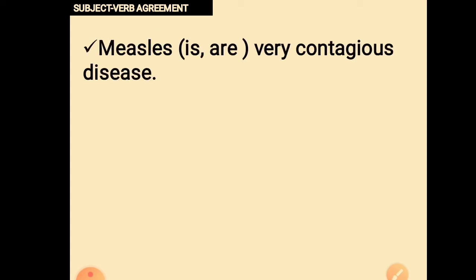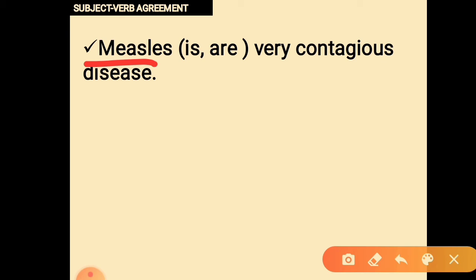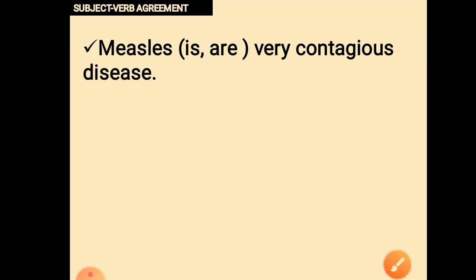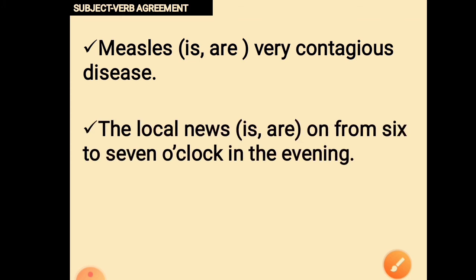So measles is a very contagious disease. The subject that we have is the word measles and it is a special noun. It is plural in form but singular in meaning. So the verb that we'll be using is singular, so it should be is. Okay? Next, the local news is on from 6 to 7 o'clock in the evening.